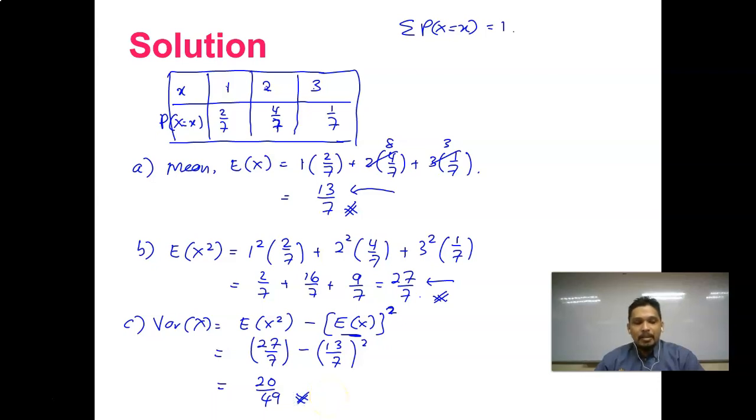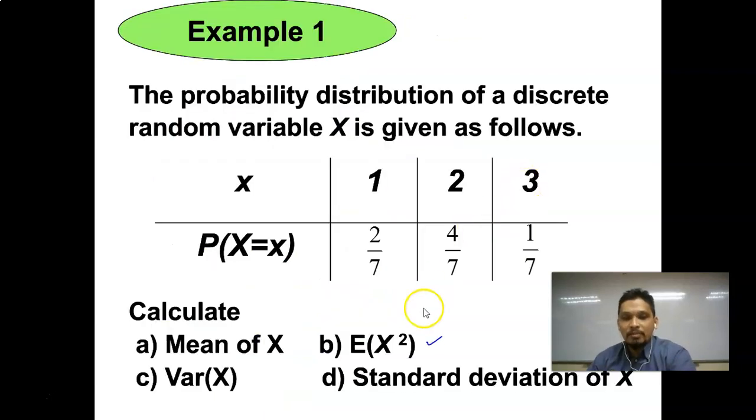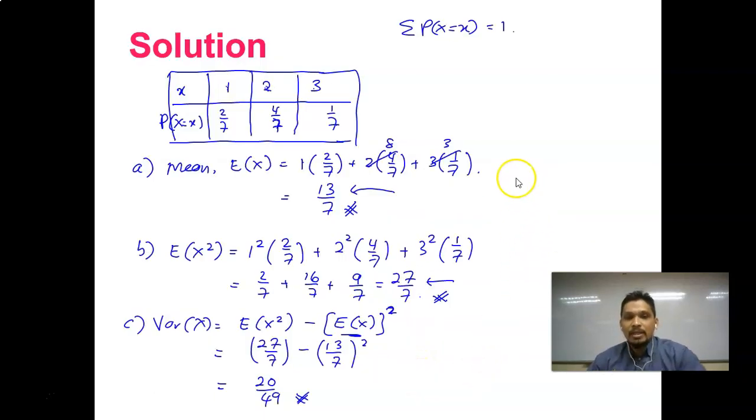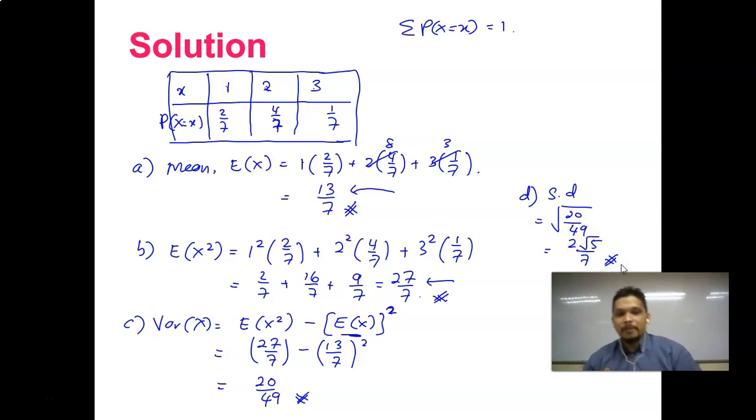Now the final question for example 1, the standard deviation of x. The standard deviation of x equals the square root of variance, which is the square root of 20 divided by 49, and it is equal to 2 square root of 5 divided by square root of 49, which equals 7.